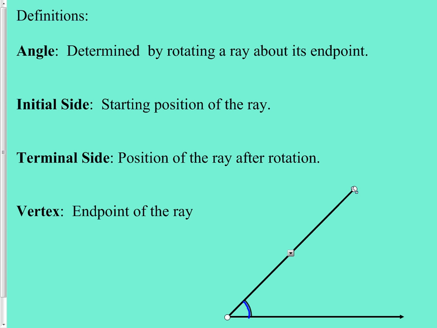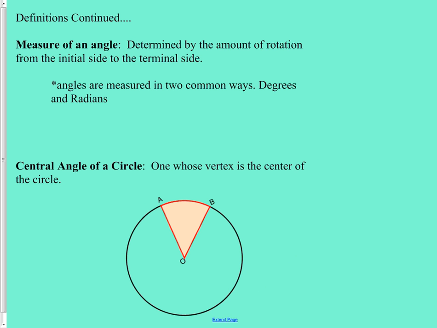All right. The starting side is called the initial side. The ending is called the terminal side. And then the end point of the ray, that's like right down here, that's the vertex. Okay? All right. So now, determined by the amount of rotation from the initial side to the terminal side. In other words, how far did it rotate? How far did it open up? That's how big the angle is.